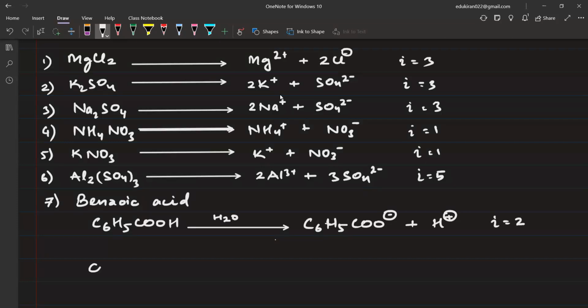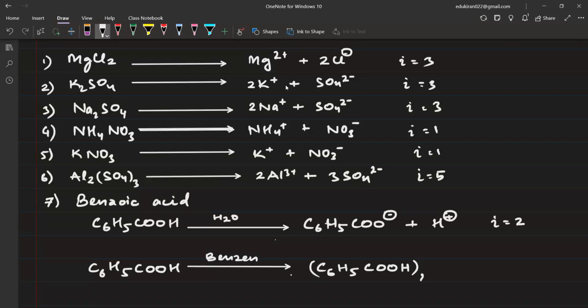But in the presence of benzene, that means a non-polar solvent, C6H5COOH associates rather. So we'll get (C6H5COOH) whole thing twice. We'll be doing aldehydes, ketones, and carboxylic acids later, then you will understand how it is getting associated. In order to balance it, you need to add 2 here. Now everything is balanced in this benzene case.